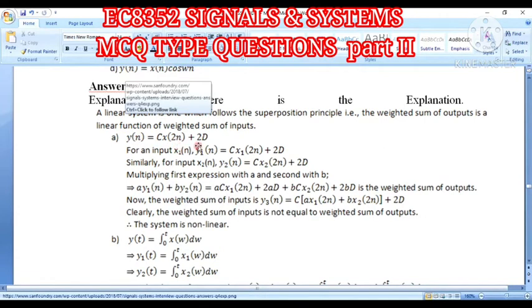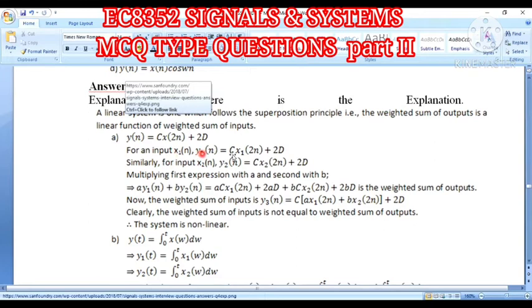y of n equal to c into x of 2n plus 2d. Here, I decimate into 2 components. Our given signal is decimated into 2 types of signal. x of n can be decimated into x1 and x2. Similarly, y of n can be decimated into y1 of n and y2 of n. Let us check the answer.